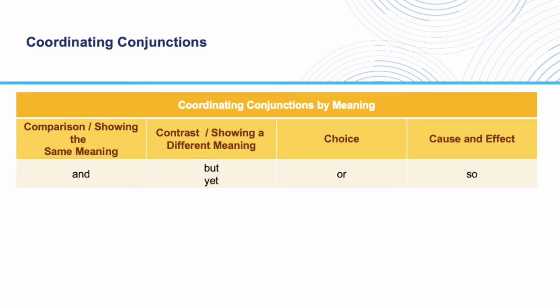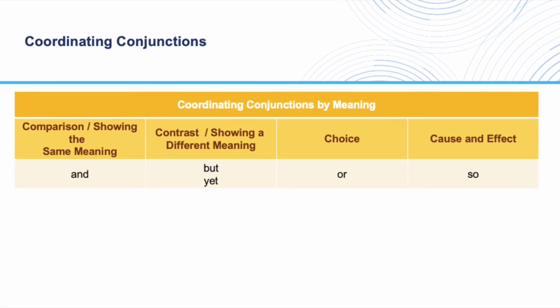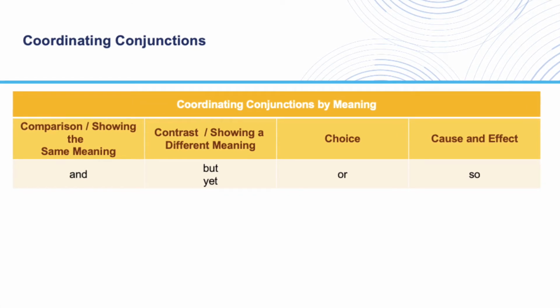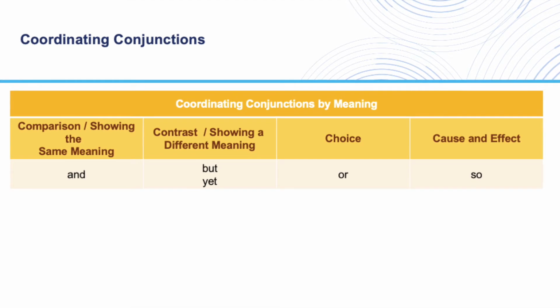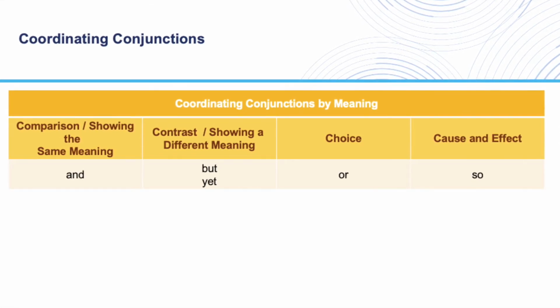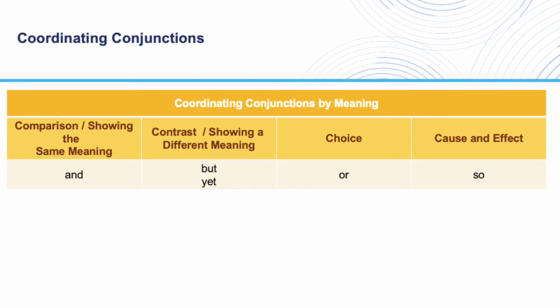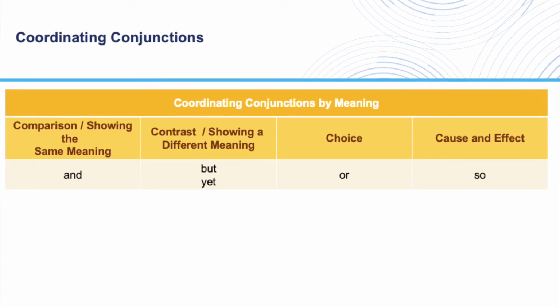The first group is called coordinating conjunctions. These small words connect two small sentences or independent clauses grammatically into one sentence, and also give meaning as to how the two independent clauses are related.